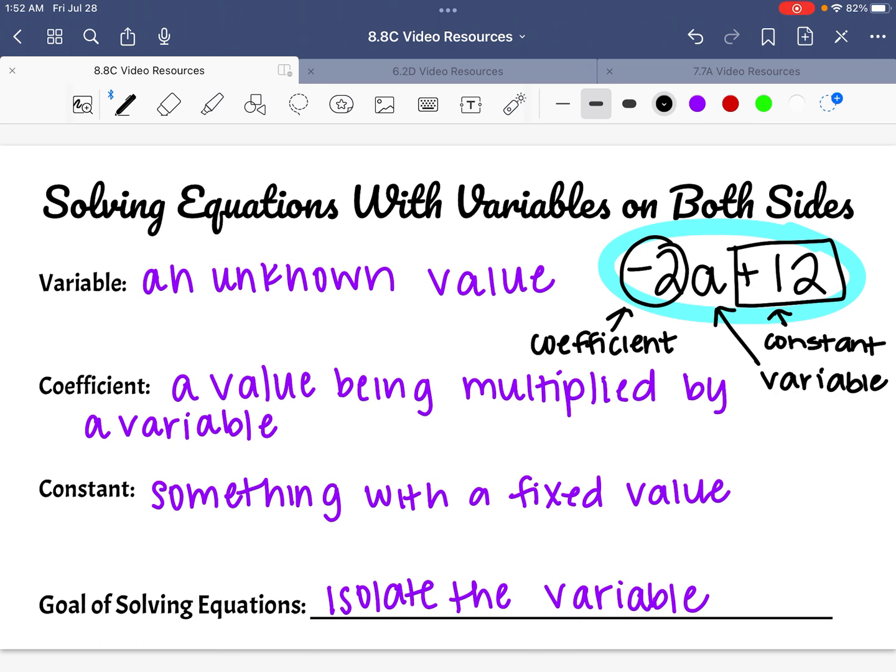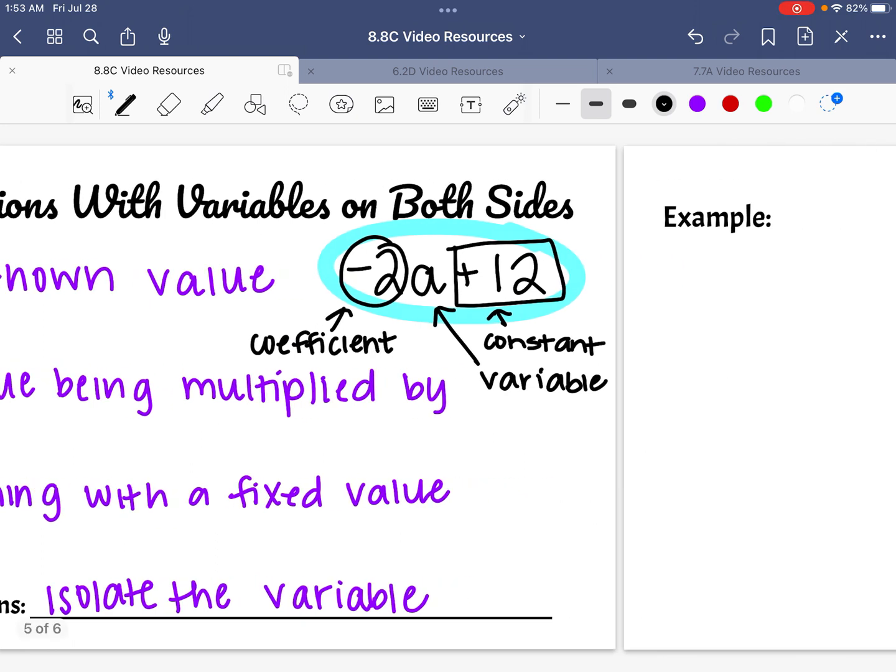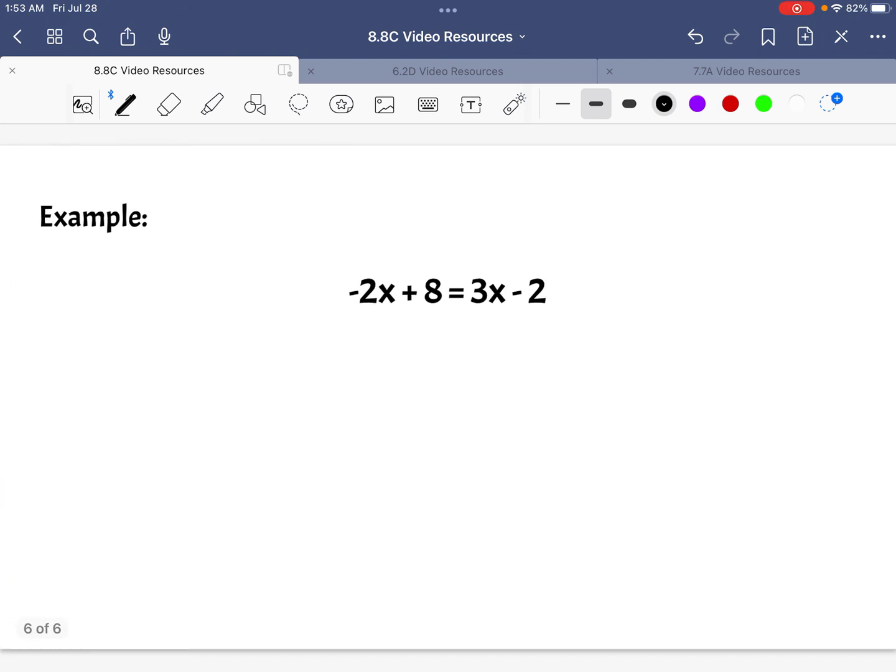So that +12 is by itself, it is fixed, it is not changing. And just like the equations that we solved in 6th grade and in 7th grade, when we were solving using our tiles, our goal of solving an equation is to isolate the variable or find the value of what one whole x is. So we're going to take a look at one example. And so our example is -2x plus 8 is equal to 3x minus 2.